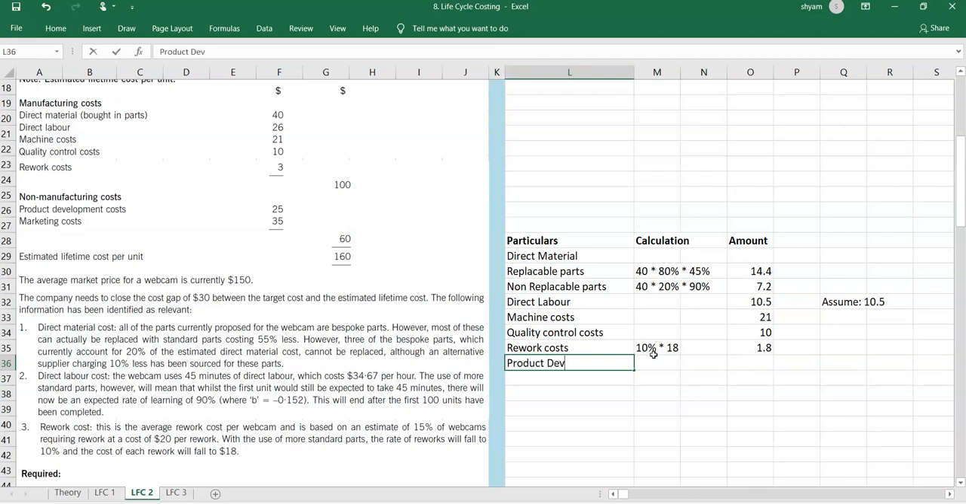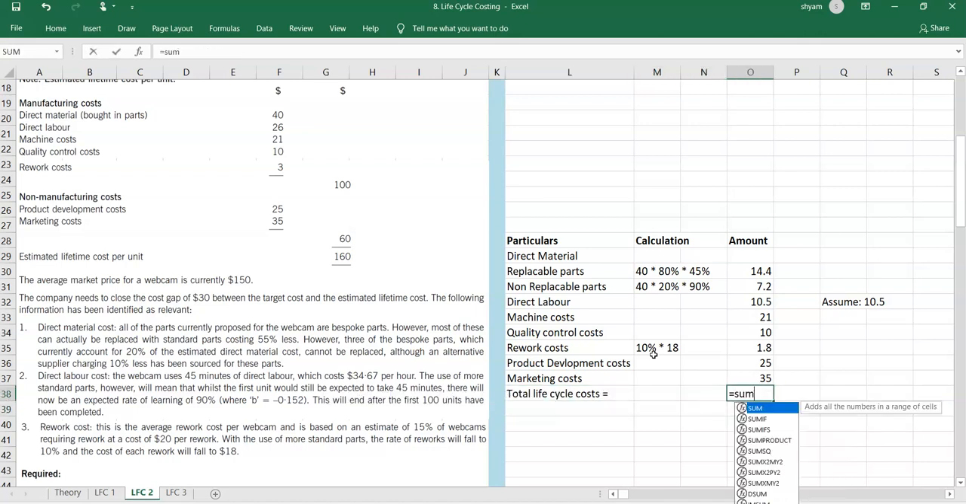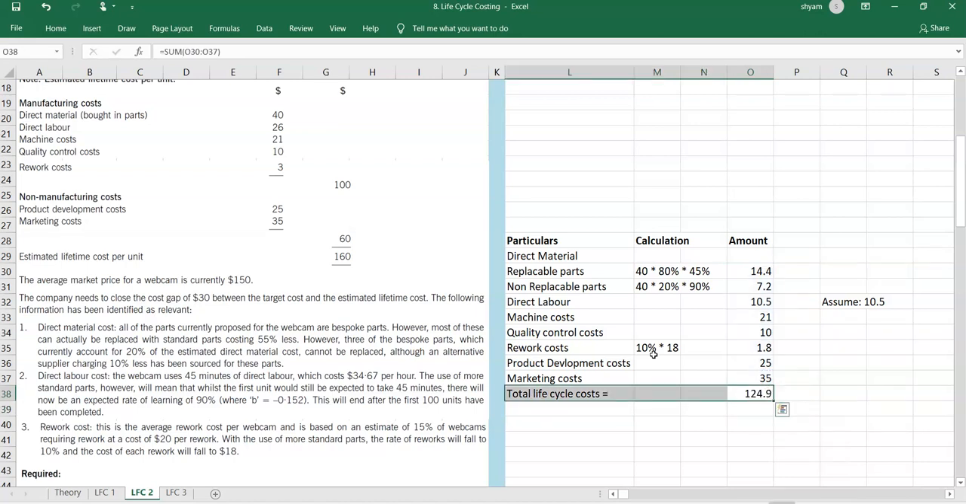So product development costs is going to be 25 and marketing costs would be 35. So let's find out the total life cycle costs. Okay, so it has fallen to 125.